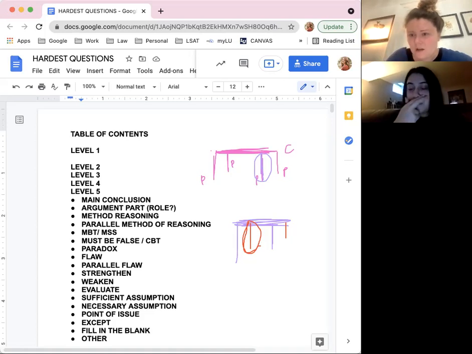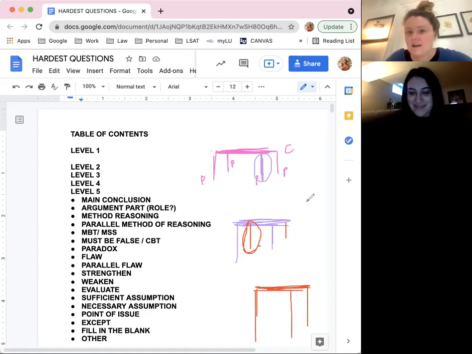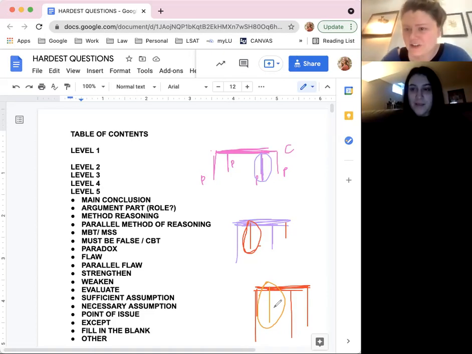But then how would you do the table diagram for sufficient assumption to explain? Sufficient assumption would be, we have everything already done, and we're looking for the final leg that is going to hold it up and make it rock solid. The final leg.